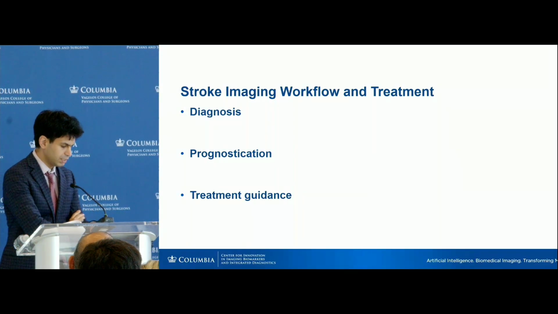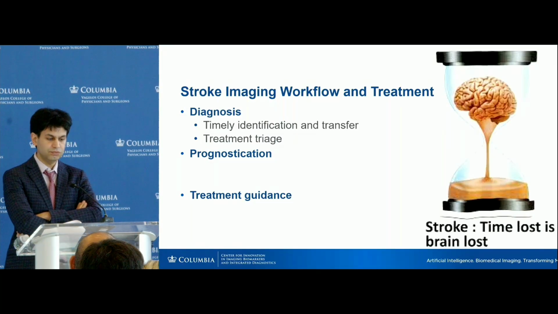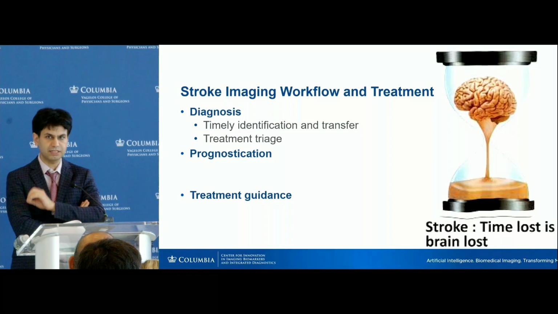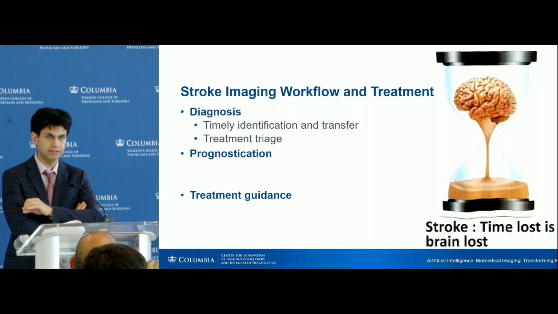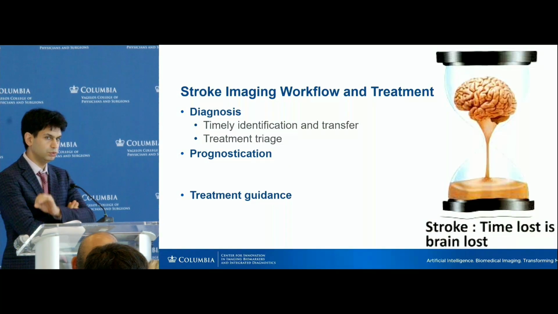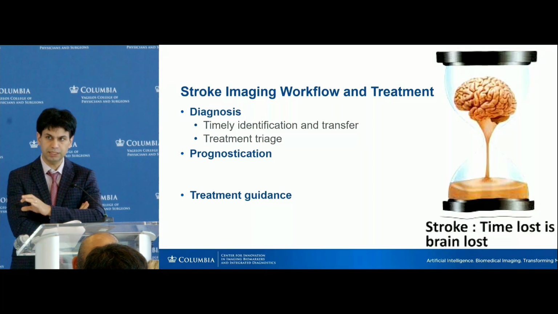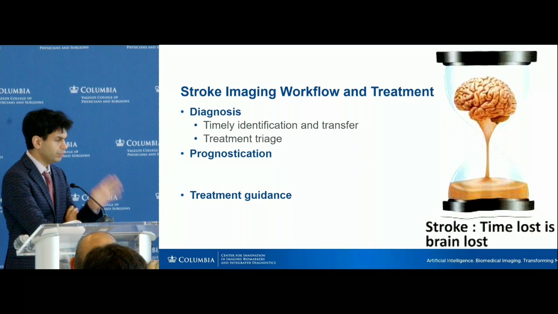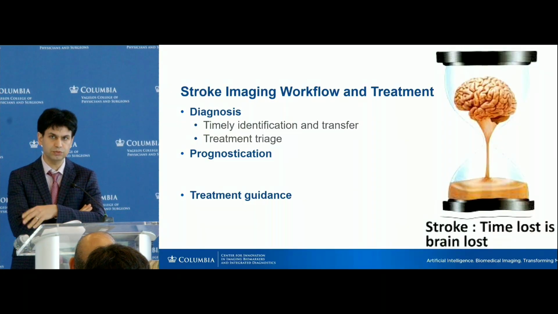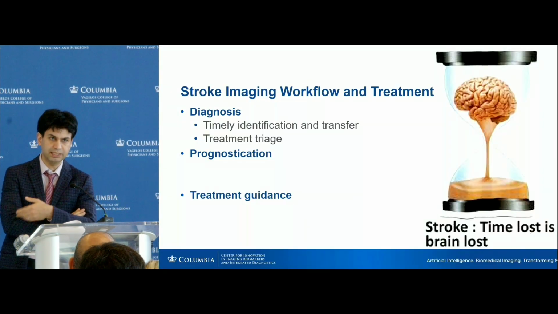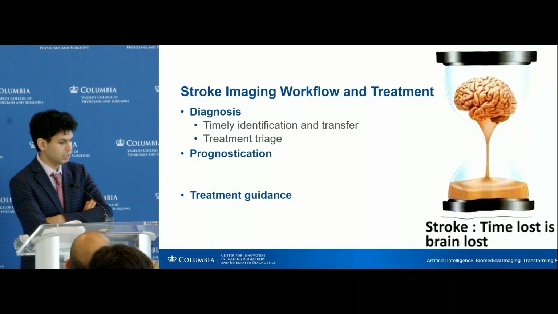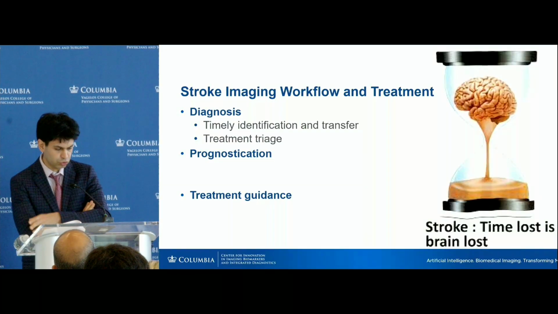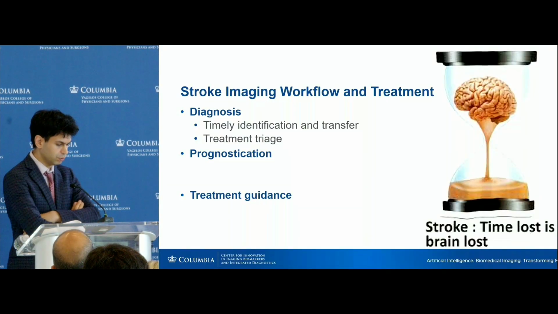First and foremost is the diagnosis. It's very important to diagnose stroke as fast as possible. It's time sensitive, and every minute that we lose, some part of the brain is lost. So time is brain. Now, we already have some AI tools that can help us expedite and automate the identification of the stroke, either ischemic or hemorrhagic.